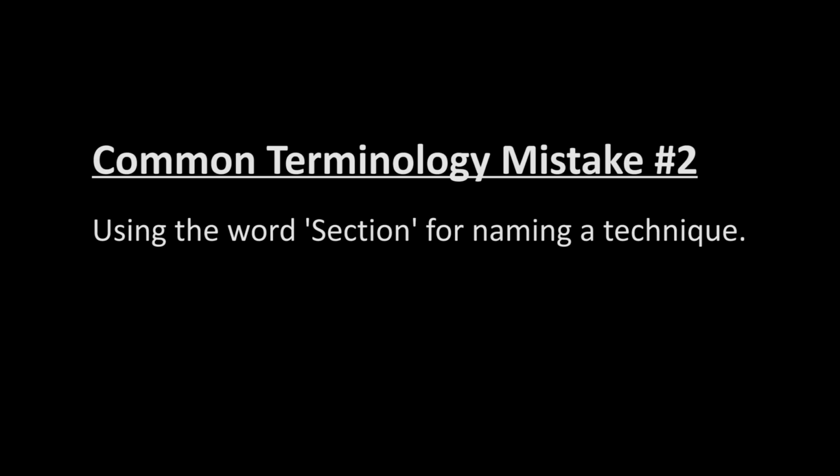Common mistake number 2, using the word section for naming a technique. For example, high section punch or middle section block. There's no need to use the word section because it's not written in the Taekwondo Encyclopedia like that. You just refer to it as high punch or middle block, for example. The word section is to refer to 3 parts of the body. High section, middle section, low section.